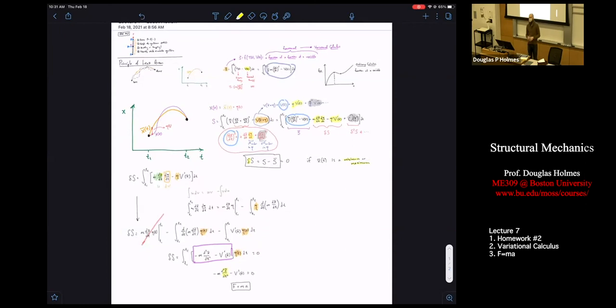I got a little confused towards the end. Again, the box is 0, right? So does that integral become F equals ma, or what's left inside of this?